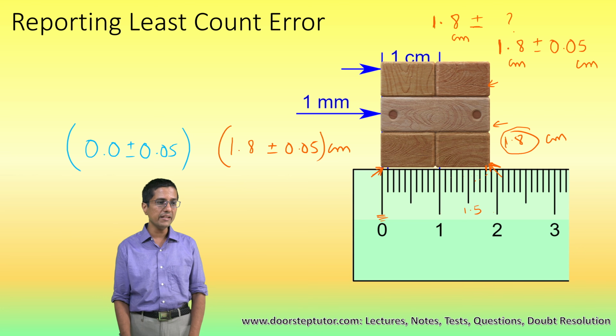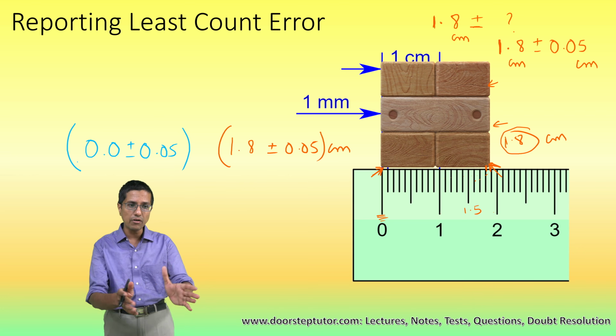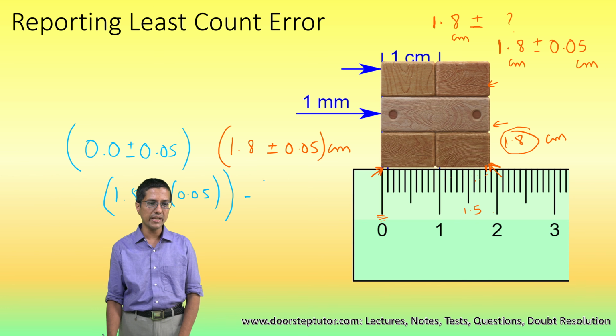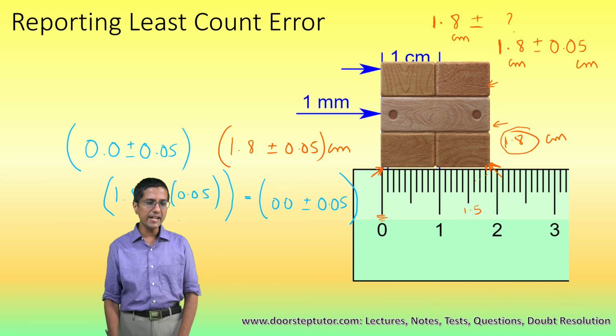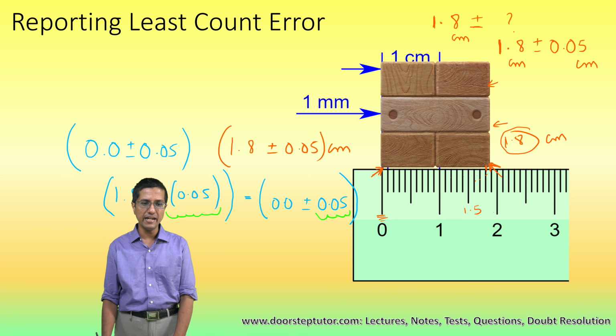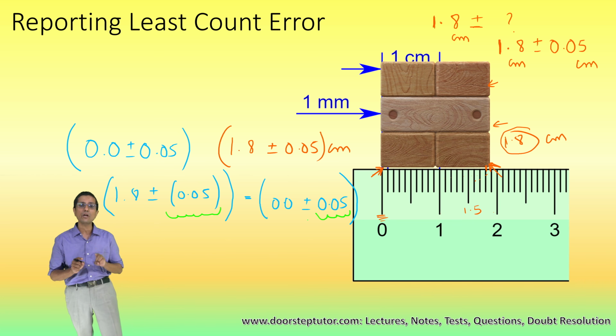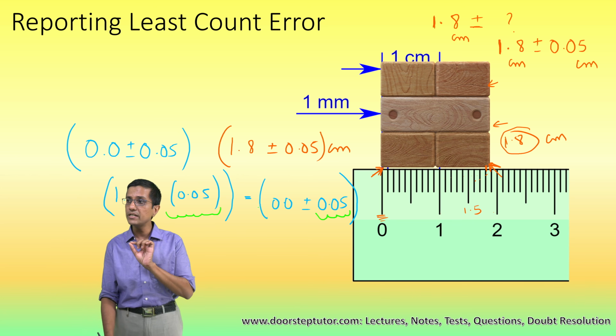So that is my beginning reading, and the net result of this entire reading is what? 1.8 plus minus 0.05. Okay, so this is the end minus the beginning, 0.0 plus minus 0.05. Okay, note that this uncertainty is present in the beginning as well as in the end. Okay, and I have to write both, right? Because the beginning reading is also uncertain, I could be off by 0.05.